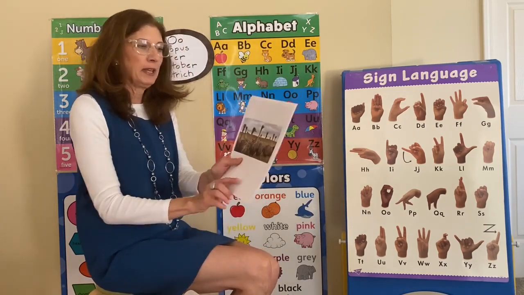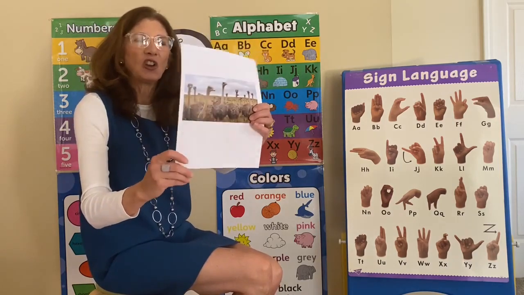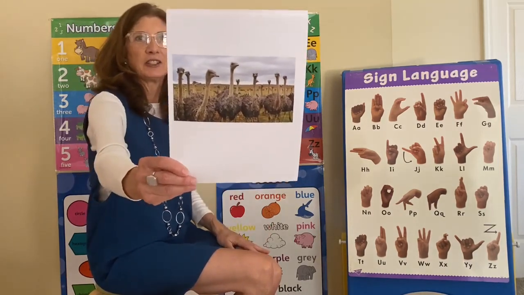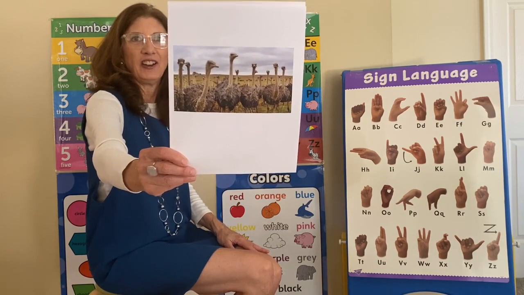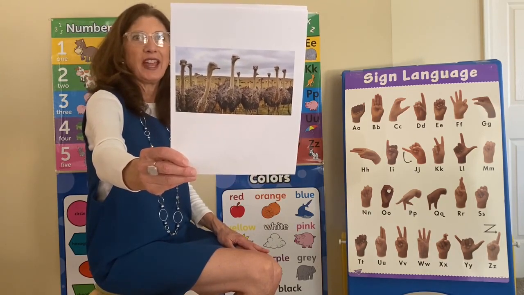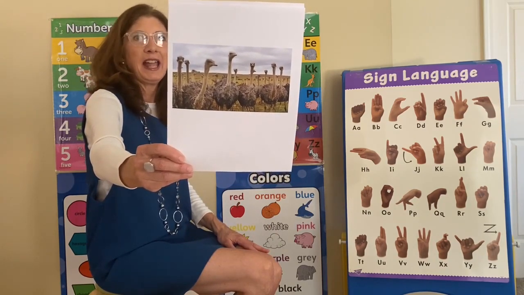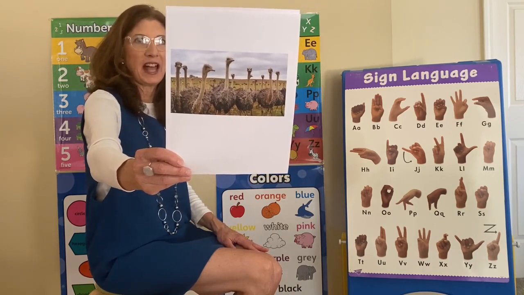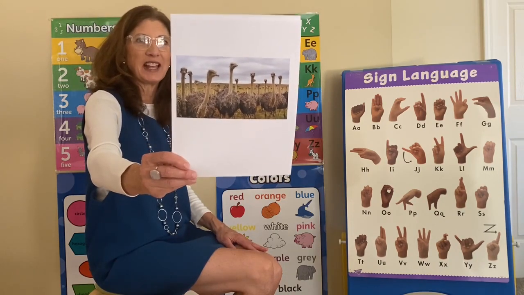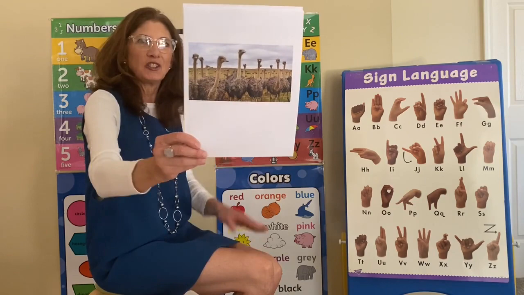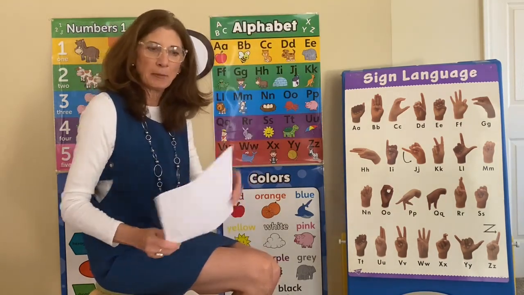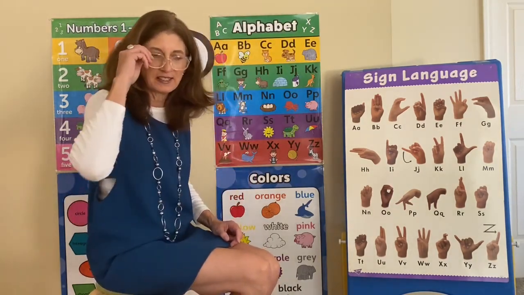And here's a kind of fun picture of some ostriches all together. It looks like they like to hang out together. They have very long necks, don't they? And they don't fly. They can just run very fast, like one of the preschoolers said, as fast as a car. So that's some interesting information about ostriches.